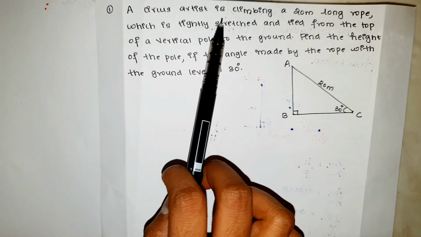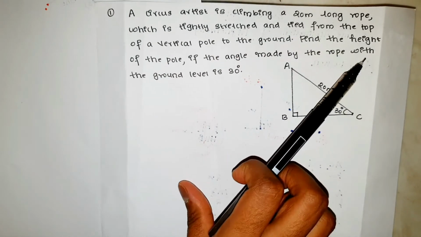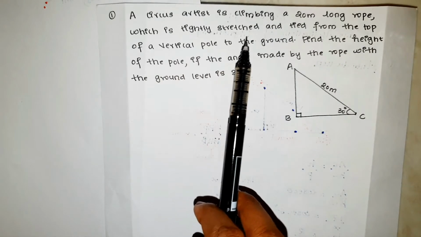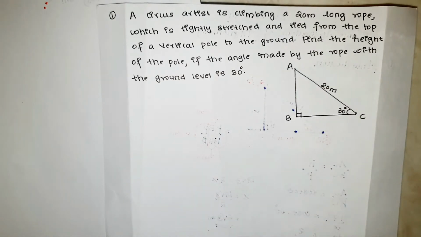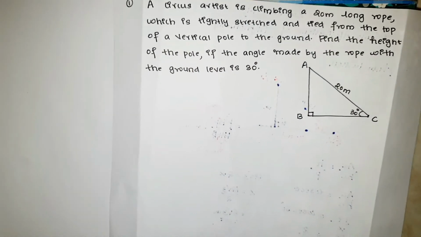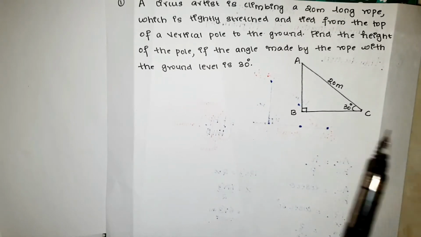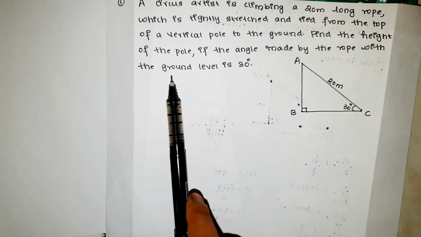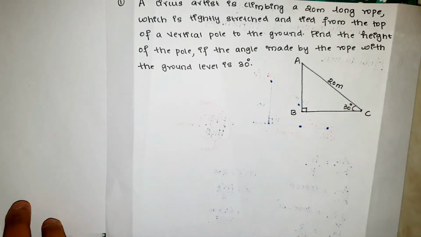A circus artist is climbing a 20-meter long rope which is tightly stretched and tied from the top of a vertical pole to the ground. Find the height of the pole if the angle made by the rope with the ground level is 30 degrees. That is the question. The figure is already given in the question also.